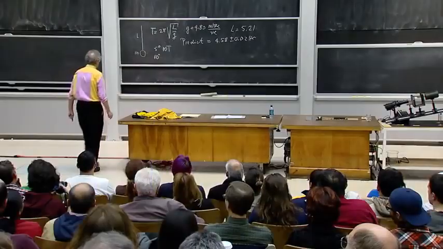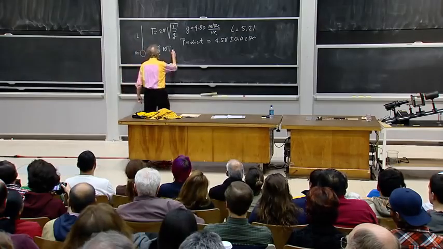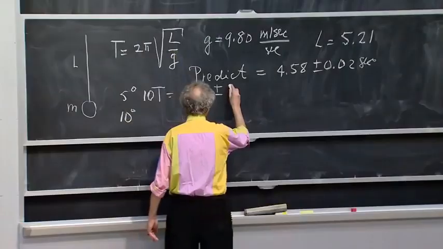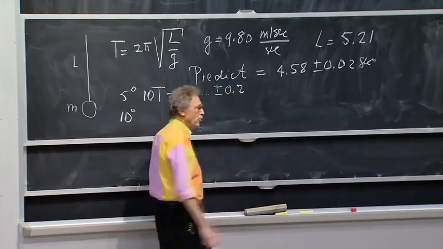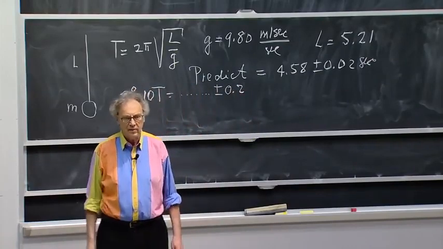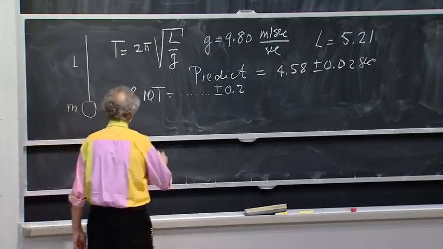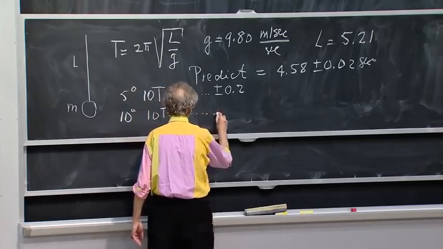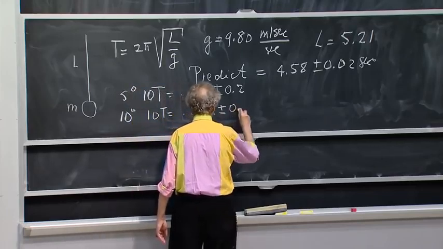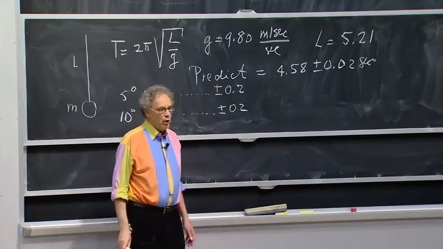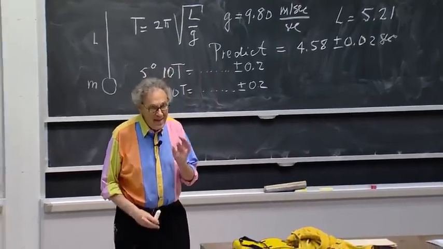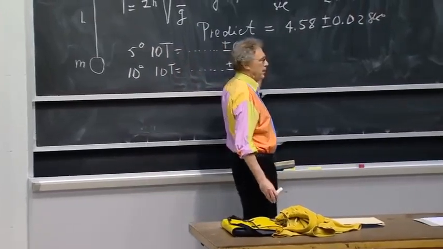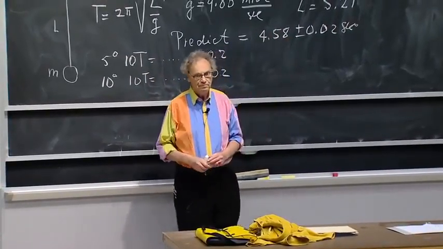So the 10t is then going to be some number plus or minus my own inability, which is my 0.2 seconds reaction time. I can't change that. And so then I do it at 10 degrees, and then we get again 10t. We get a number, and then we get again plus or minus 0.2 seconds. And I'm going to demonstrate to you that within the uncertainty of the measurements, I get the same numbers in all three cases, within the uncertainty.